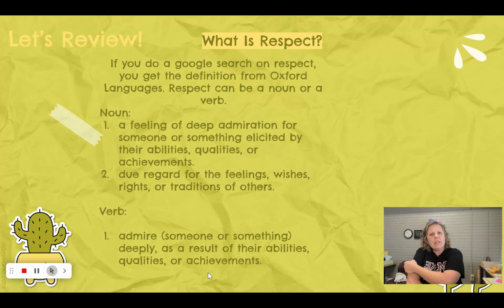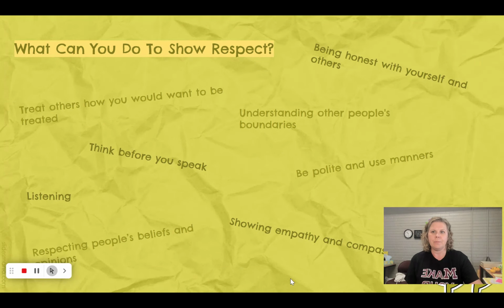So now we're going to jump into respect. So let's review. When we do a Google search about respect, we can talk about respect being a noun or a verb. A noun being a feeling of deep admiration for or due regard for the feelings, wishes, rights, or traditions of others. As a verb, it kind of means that we admire someone or something. We could admire them deeply, as a result of their abilities, qualities, or achievement.